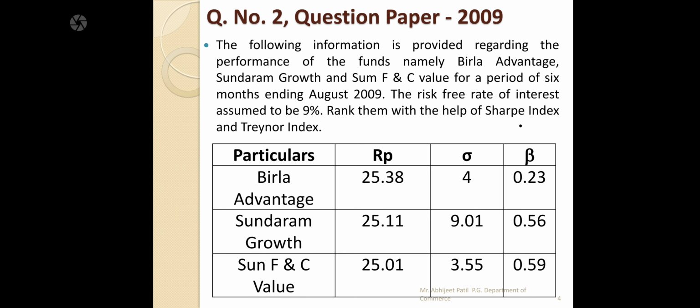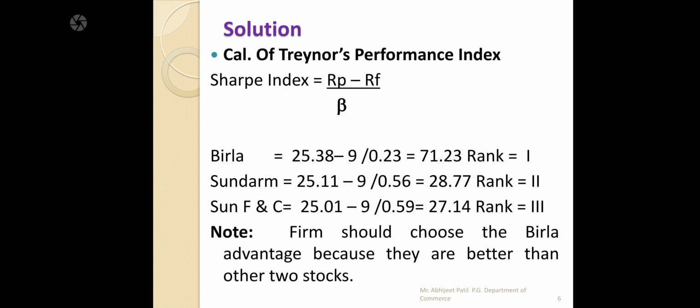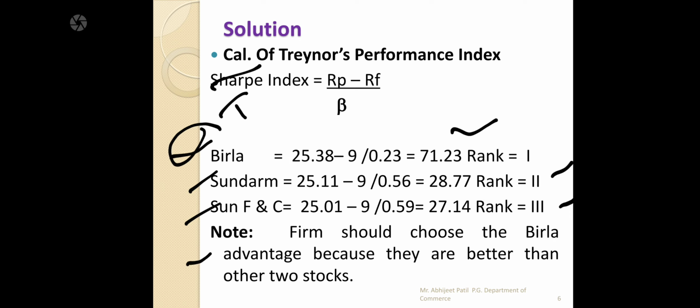The betas in the problem are 0.23, 0.56 and 0.59. You use these for Birla Limited, Sundaram Limited and Sun FC Limited, and find out the performance: 25.38 minus 9 divided by 0.83 and so on. Now see the highest performance: Birla is 71.23, Sundaram 28 and Sun FC 27.14. You should give the rank 1, 2, 3, with the highest first. As per Treynor's performance, the firm should choose Birla Advantage rather than the other 2 stocks.